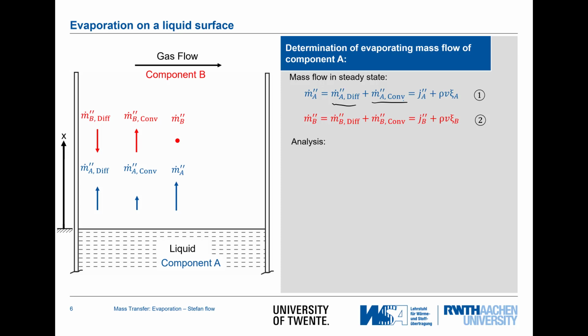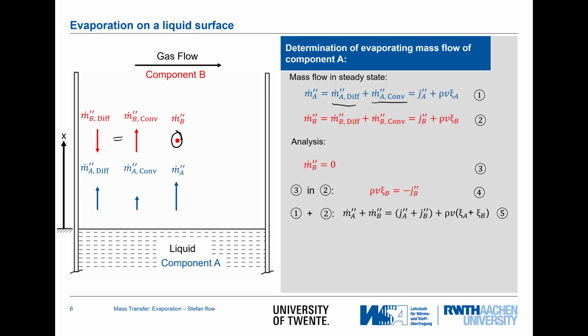Now let's do the analysis. The first one was, we said that these two equal each other with a negative sign, so I get a 0 for the mass flow rate of B. That's my equation 3. I make use of that and put it into my equation 2, so I get here the expression rho V psi B equals minus J_B double prime. And of course I can add up equation 1 and 2, that's what I'm doing here, to get this equation.